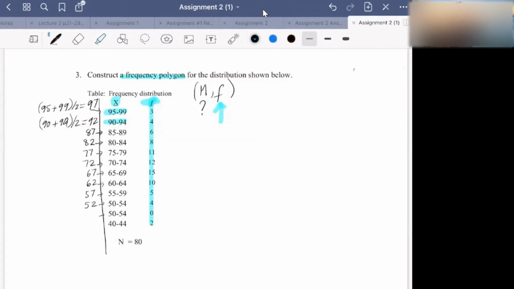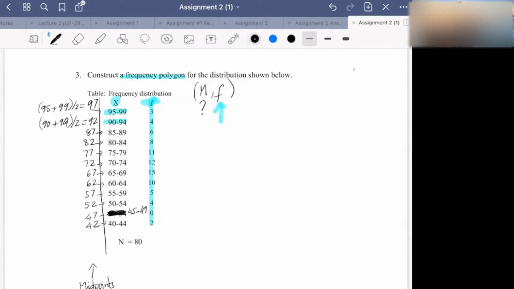There's a typo right here, everyone. This one is not 50 to 54. It's a typo. That class should be from 45 to 49. So the class midpoint of that interval is 47. And the last one is 42. So those are the midpoints of the intervals that we just found.